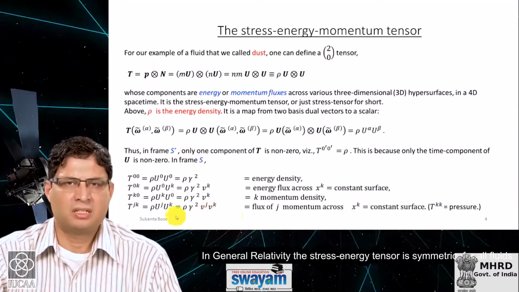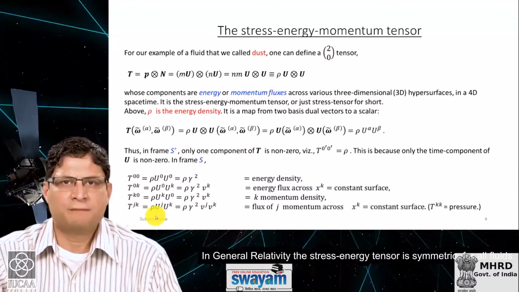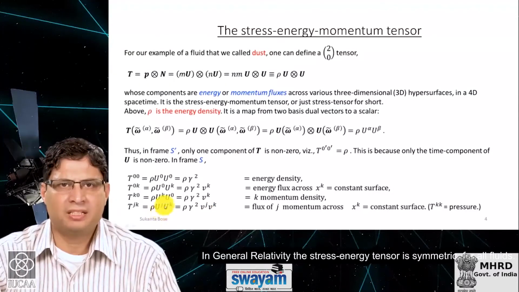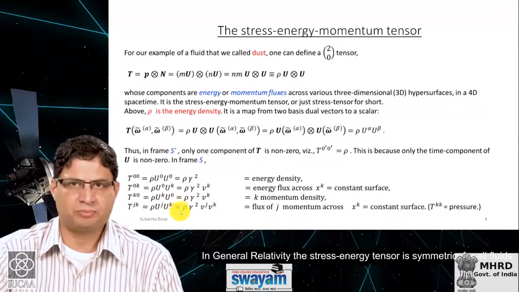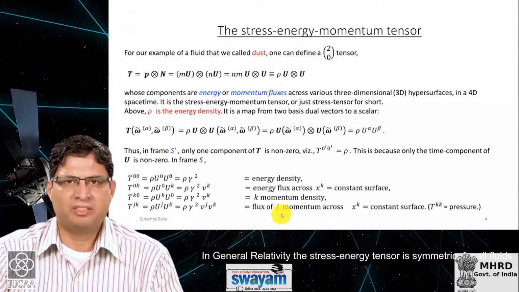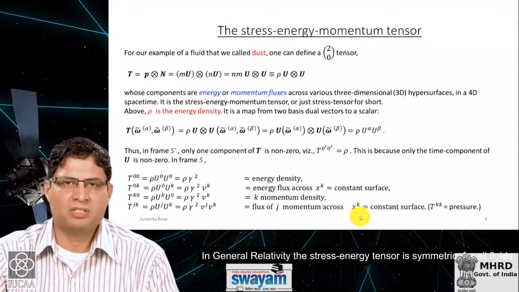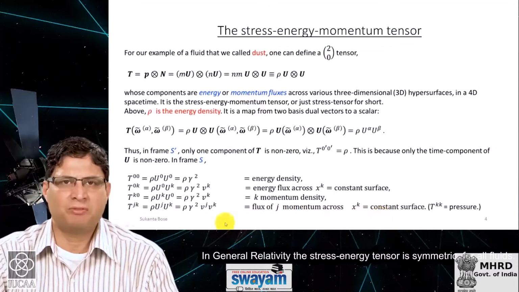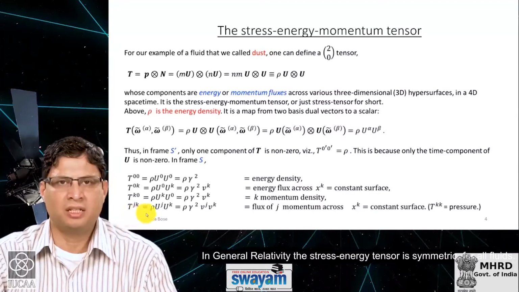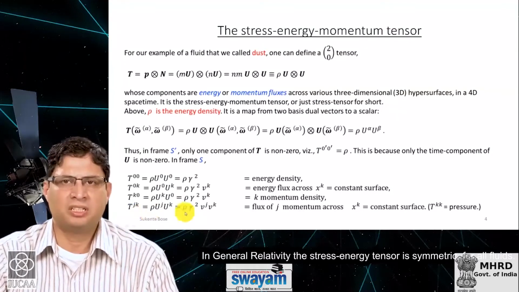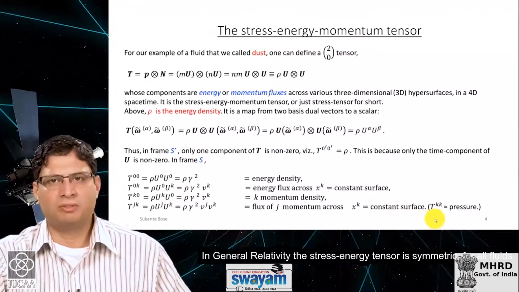Can you guess this? This is the flux of the jth component of the momentum across the xk equal to constant surface. So, when you are dealing with the kth momentum cutting across the xk equal to constant surface, you have a very special type of component, Tkk. These are the diagonal spatial components, and these are nothing but what we call the pressure of the fluid.